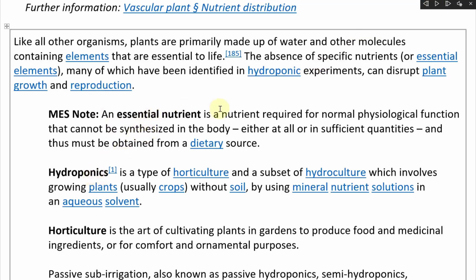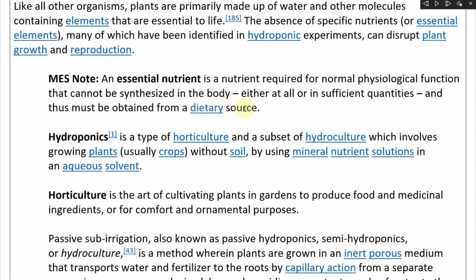An essential nutrient is a nutrient required for normal physiological function that cannot be synthesized in the body either at all or in sufficient quantities, and thus must be obtained from a dietary source.